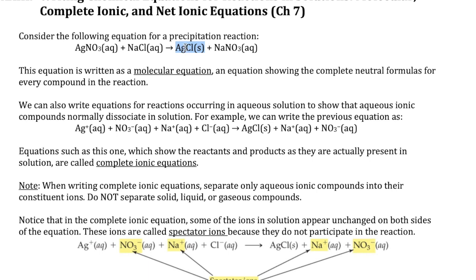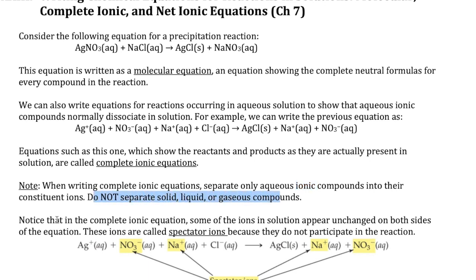AgCl is a solid, so that stays together, that doesn't get separated. NaNO3 is aqueous as well, so we're going to separate that out as well. This is what we refer to as the complete ionic equation, where we take everything that's aqueous and we separate them into ions. When you write your complete ionic equation, you only separate those compounds that are in the aqueous phase and only the ionic compounds. You don't separate the solid, liquid, or gas compounds.